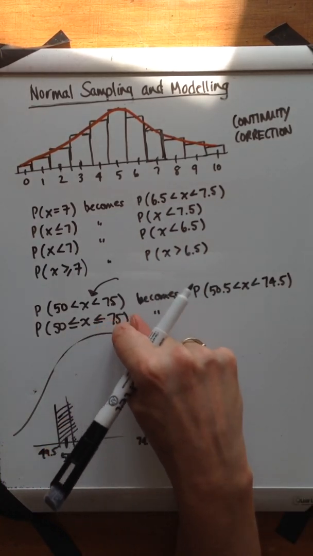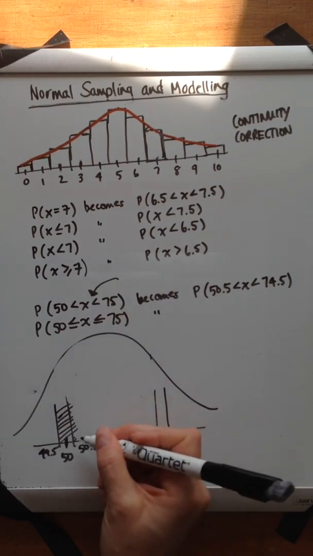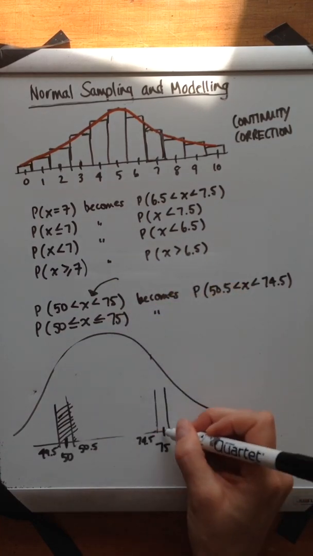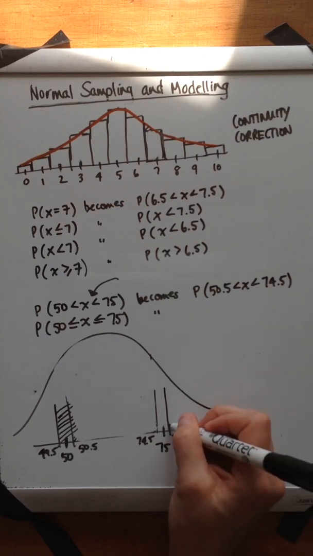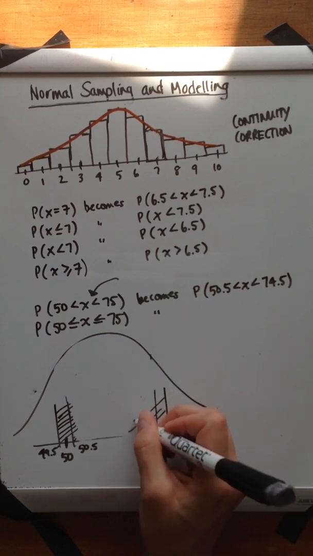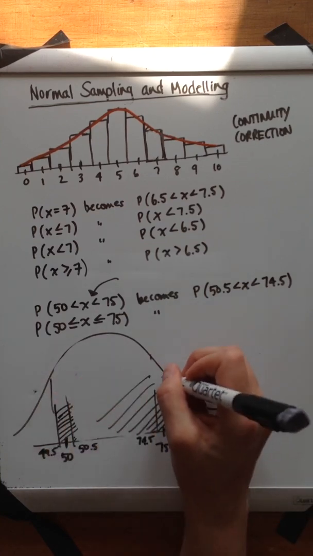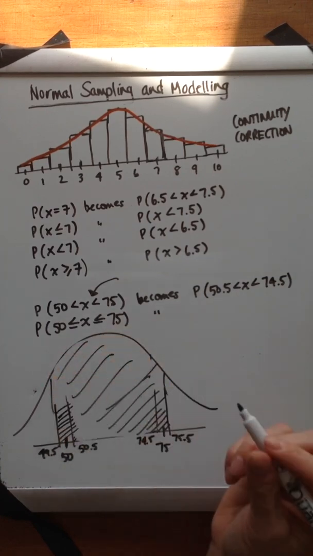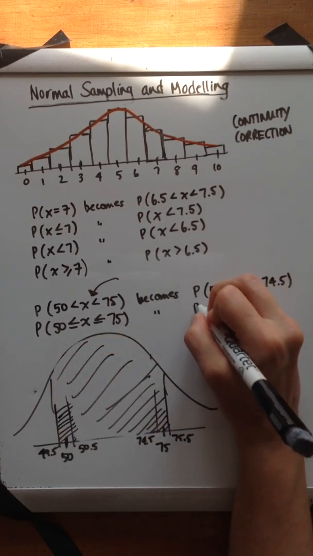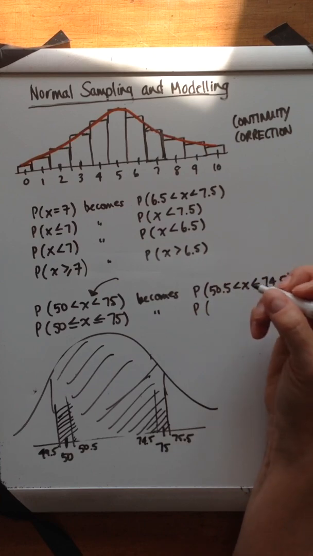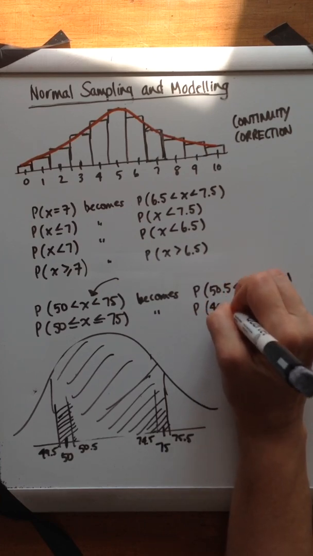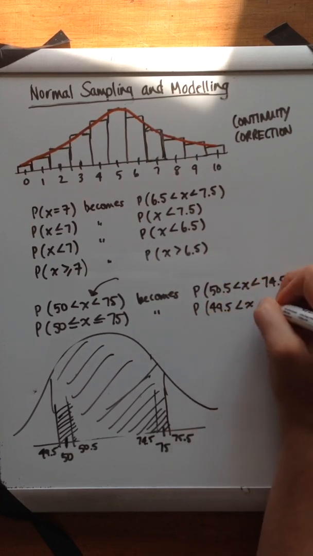Similarly, x has to be less than or equal to 75. So less than is this way. It has to include the number 75. So I'm going to start at 75 and a half. So my area under the curve this time, my continuity correction, will be the probability of 49.5 less than x less than 75.5.